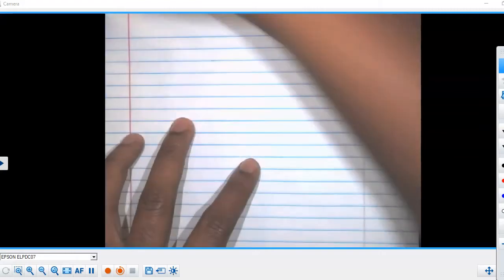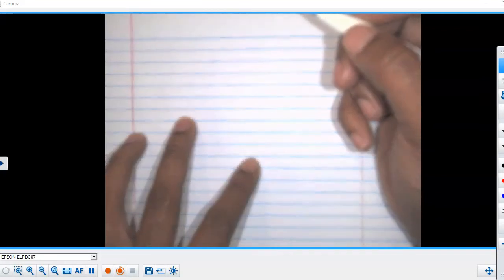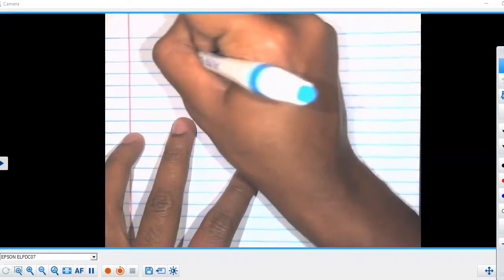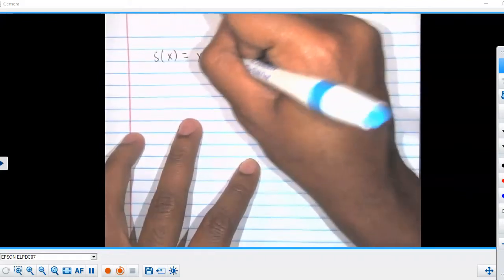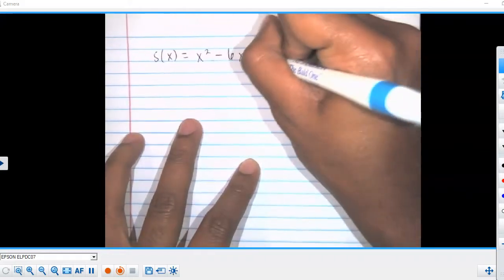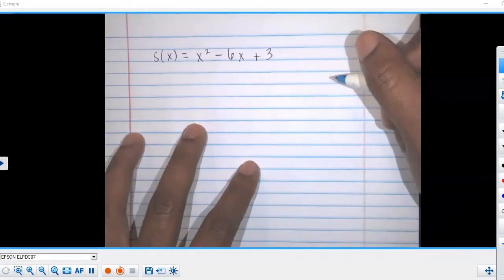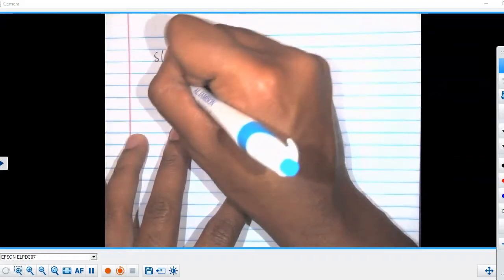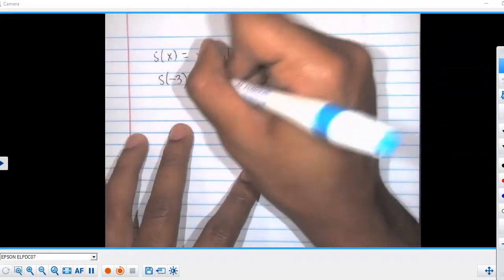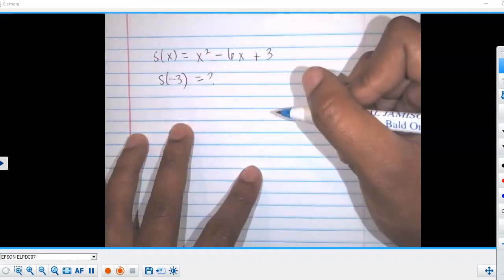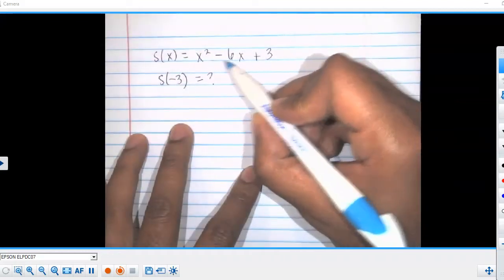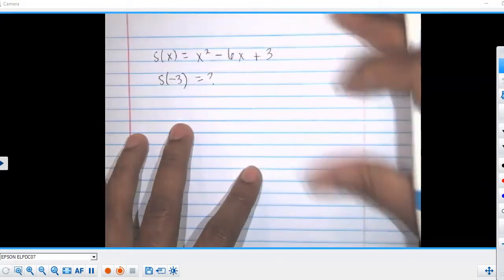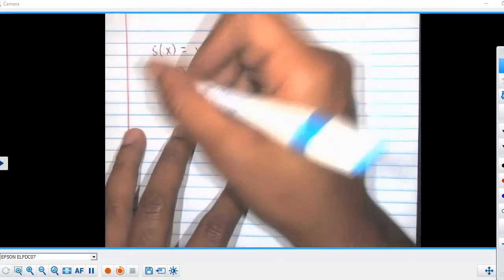Okay, so what if they give us a function, and let's just call it, I don't know, s. So we say s of x is equal to x squared minus 6x plus 3. All right? And they say, what is the function for s when x is negative 3? So they basically want you to evaluate it, plugging in negative 3 where x is into this s function, and you're going to get out a y. Okay? So I'm going to say, all right, no problem.